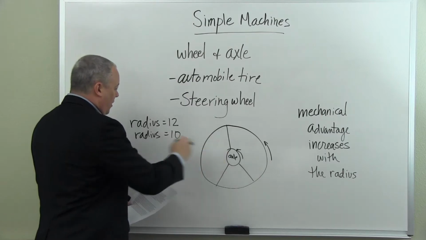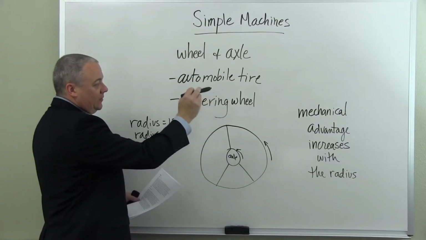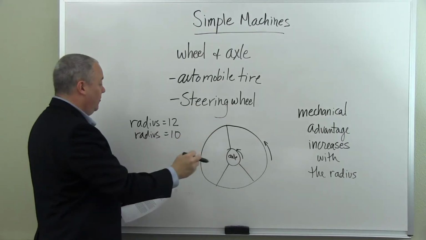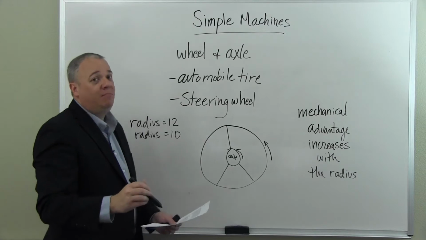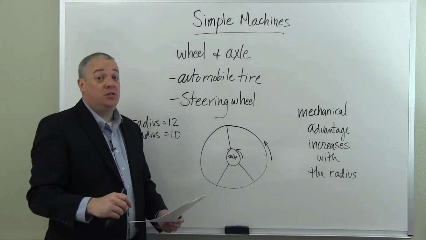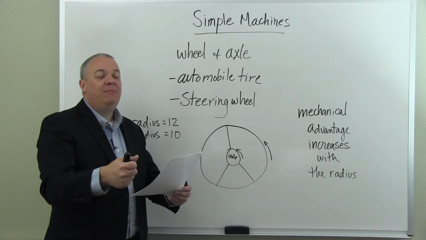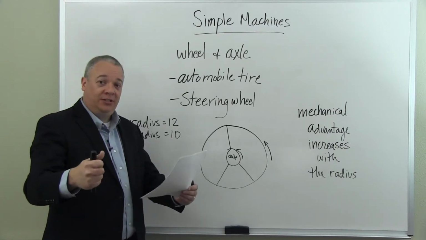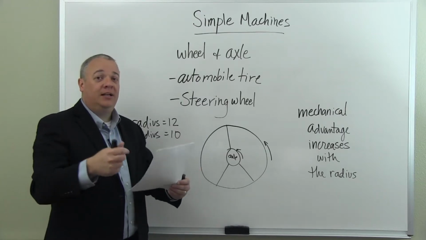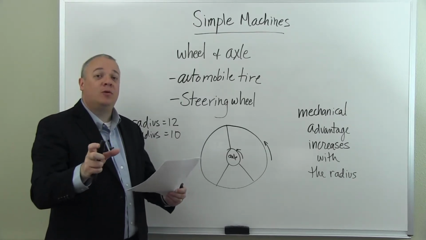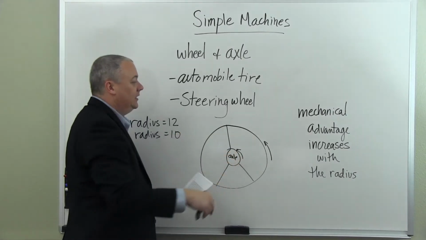If we've got a radius of 12 versus a radius of 10, with our axle over here, the mechanical advantage increases with the radius. Bigger radius, 12, means greater mechanical advantage. What we mean by that is if the same amount of force was applied to the outer wheel at 10 inches and the same amount of force applied to the wheel at 12 inches, you would get a much greater advantage at the 12-inch radius than at the 10, assuming the same amount of force is applied. It translates here to the central axle much greater.